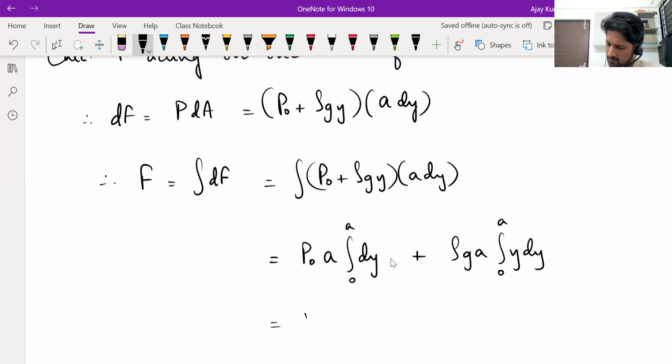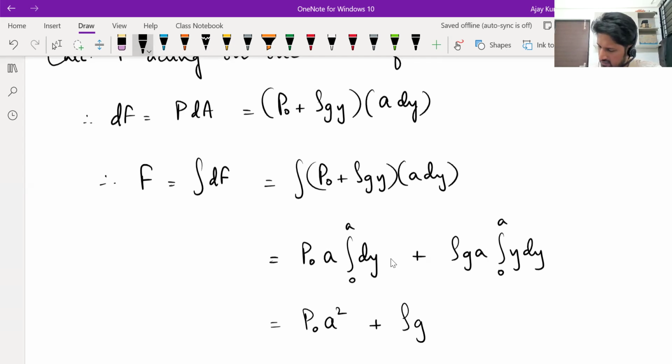First part becomes P naught a square. Why? Because integral dy is y, and if you substitute limits, it becomes a. So there's one a already, the integral gives you another a, a into a becomes a square. I have written it directly. I hope you can understand that.